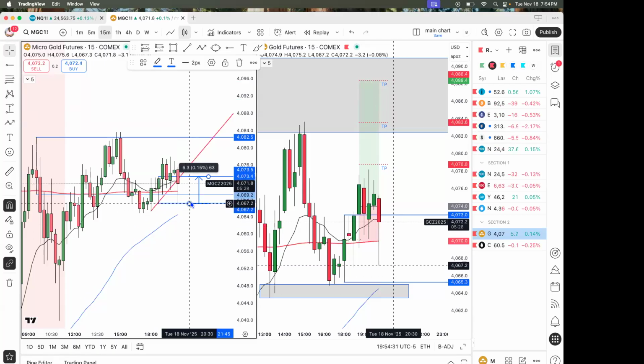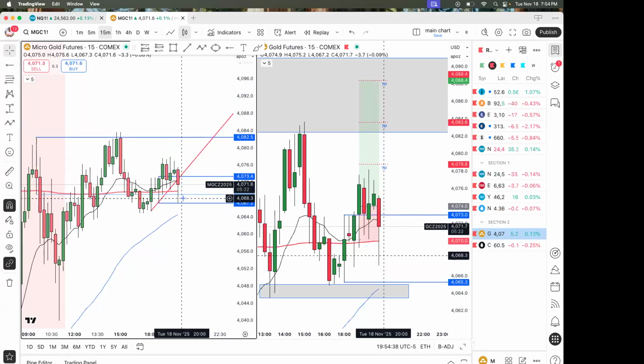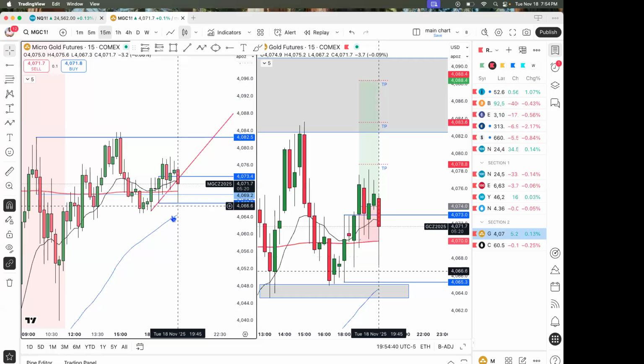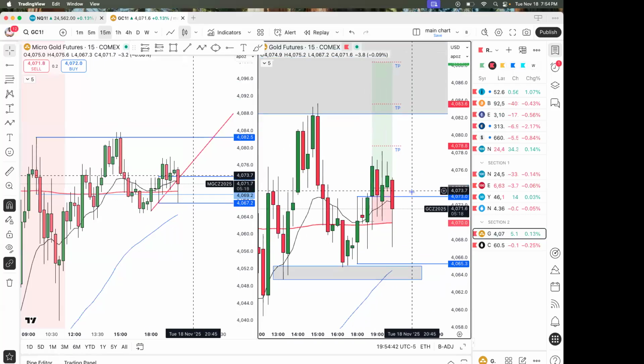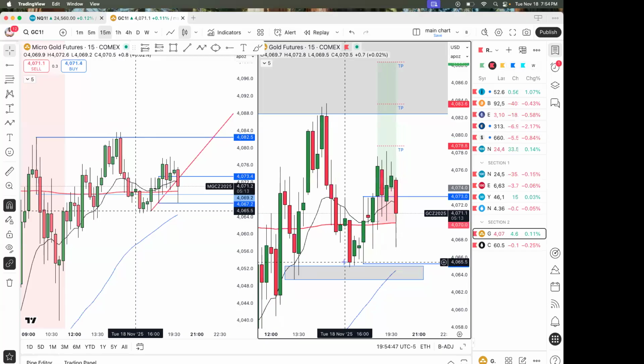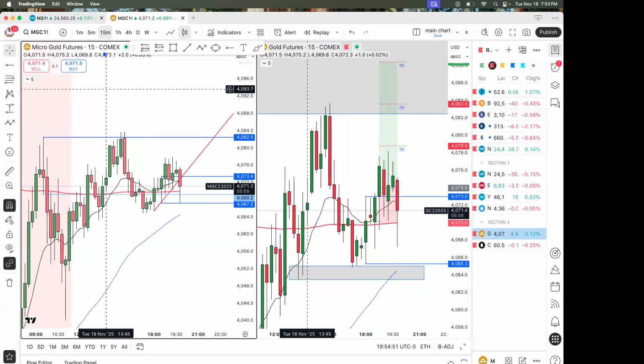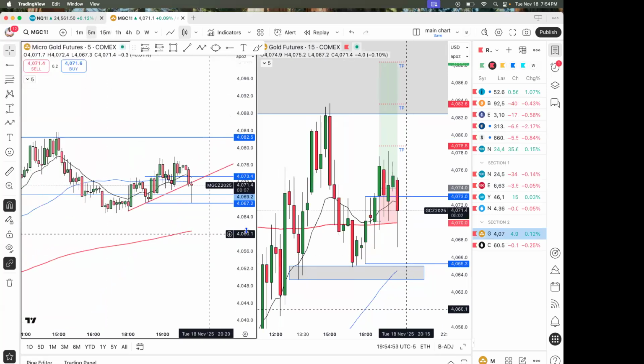I'm still holding though, man. Let it break the other side of the orb, then I'll get out. Where are you holding to? The bottom of the orb. Nah, that's valid, for real. That's the 15-minute higher low. That's a huge loss if you take that. I'll make that back, I don't be tripping.